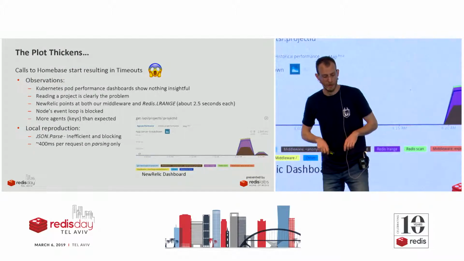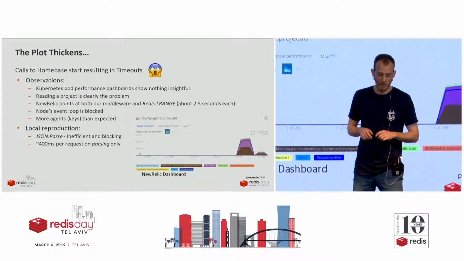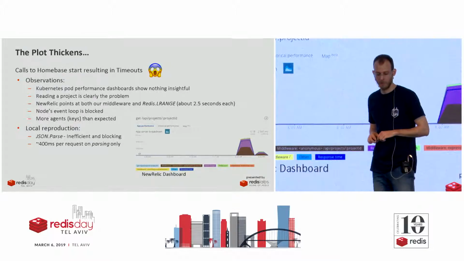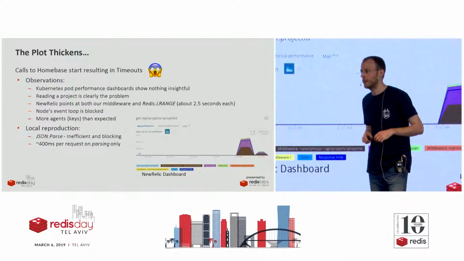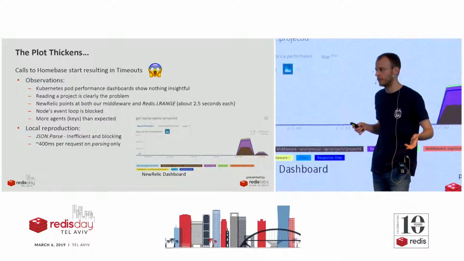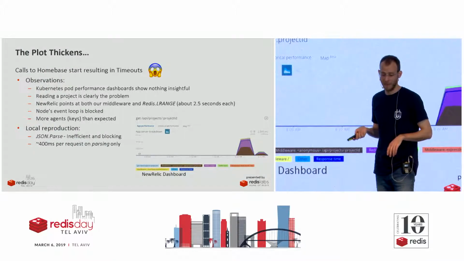We also noticed that we're handling way too many agents, which means keys, than we expected. Because, for example, even though my application has only 5 runtime instances, if I deploy 10 times a day, then suddenly I notice that I'm saving 10 times the keys.